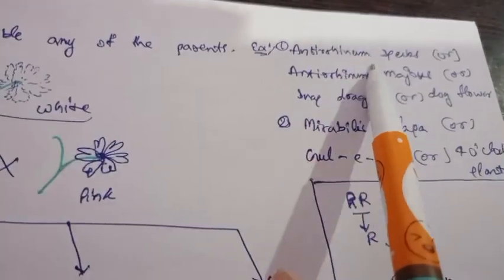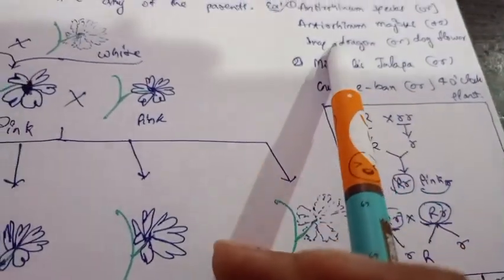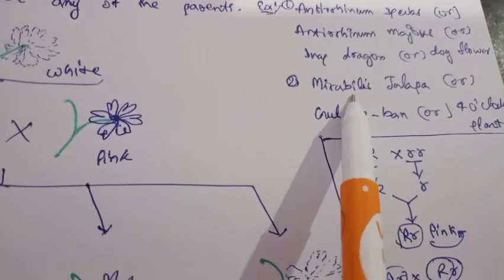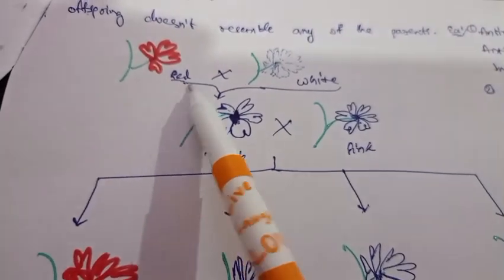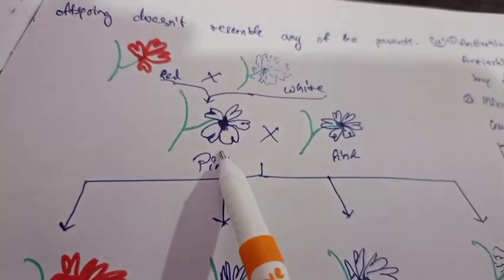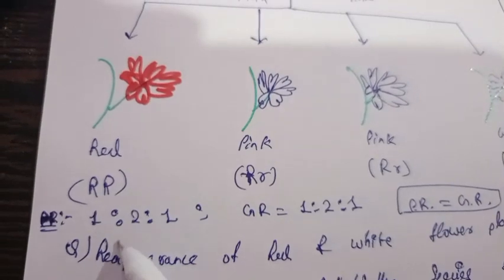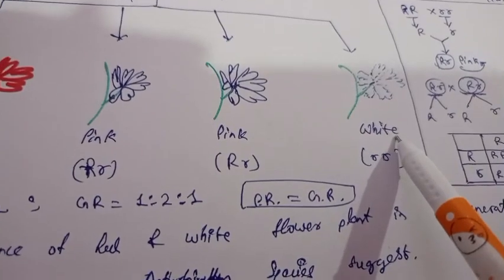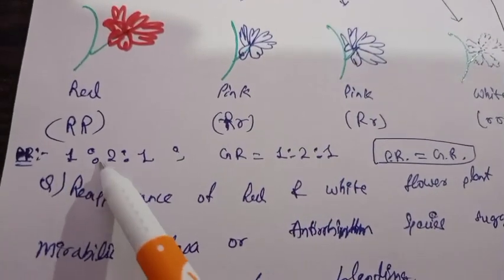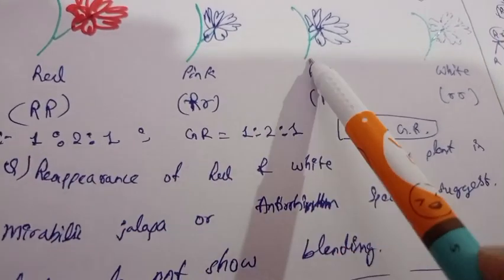Example: Antirrhinum majus, or snapdragon or dog flower. Second is Mirabilis jalapa, or gulbas or four o'clock plant, which flowers at four o'clock in the evening. When red and white flowers are crossbred, we obtain pink. When pink is self-pollinated, we obtain pure red, heterozygous pink, and pure white. The phenotypic ratio is 1 is to 2 is to 1, and genotypic ratio is 1 is to 2 is to 1.